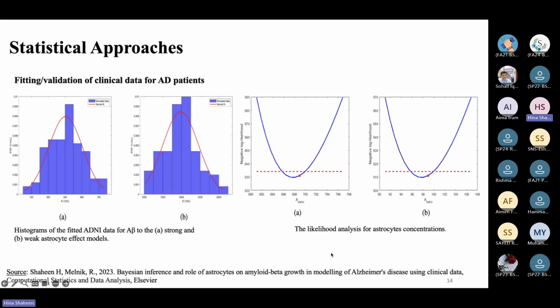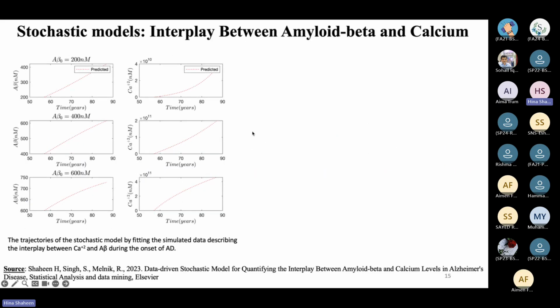Then there were no values available for the astrocyte concentration, and we see that if we guess these parameter values, after fitting our data, the true parameter values are closely aligned with the estimated parameter values for astrocytes. So this is another sign which tells us that our data fitted well according to the model we have chosen.